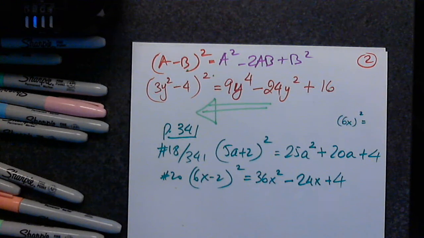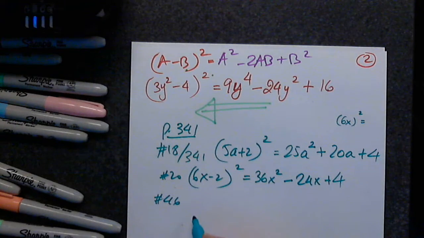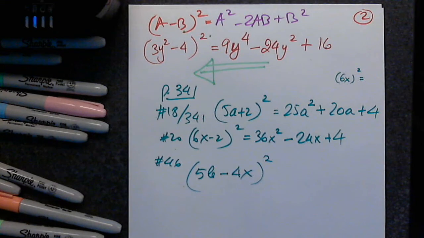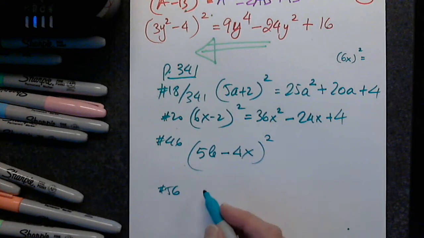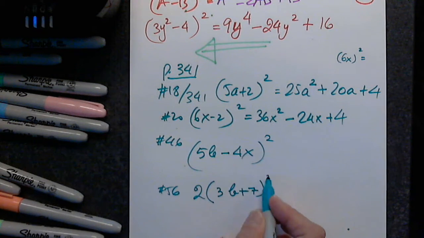Good. So let's look at 46. 5b minus 4x, everything squared. Please work on this. I'm going to copy a couple more. 56, 3b plus 7, everything squared.